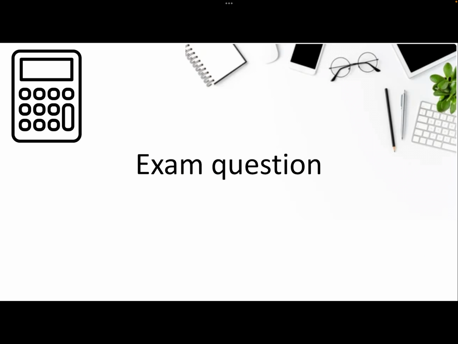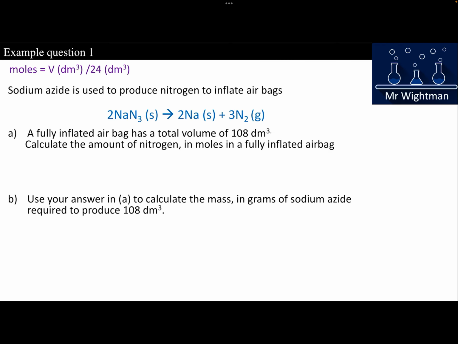Here's another exam question. Sodium azide is used to produce nitrogen to inflate airbags. In the equation, 2NaN3 makes 2Na plus 3N2. If you'd like to pause the video and have a go yourself, I'll go through the answer in a moment. A fully inflated airbag has a total volume of 108 dm cubed. Calculate the amount of nitrogen in moles in a fully inflated airbag.